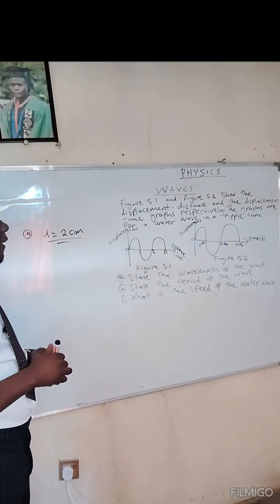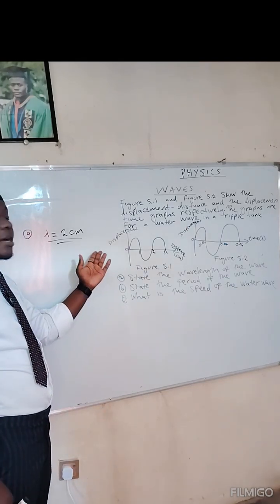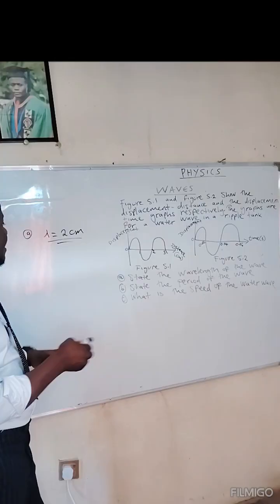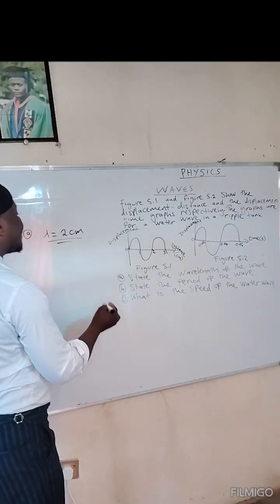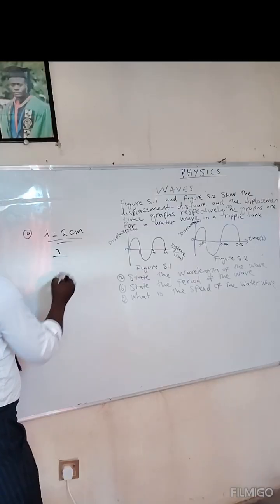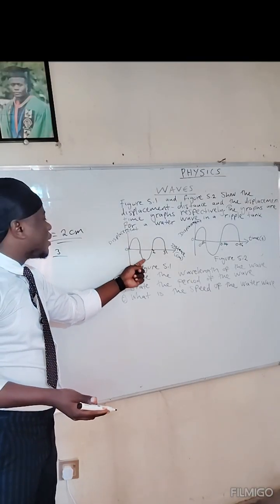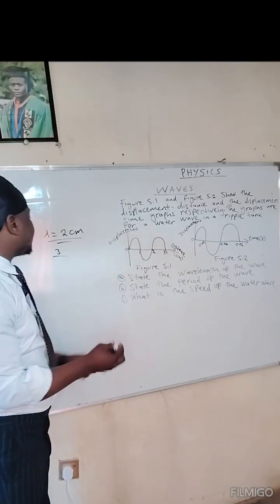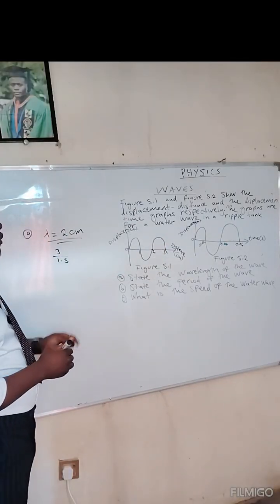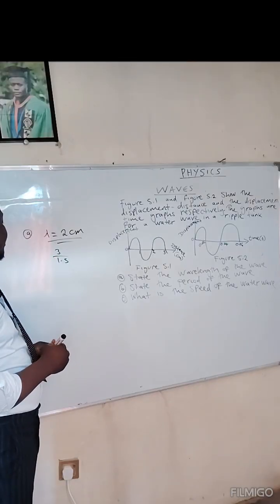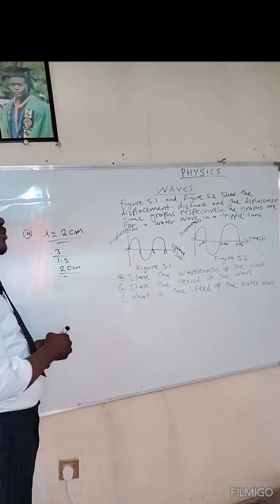If you are not okay with this method, you can also do it like this, where you get the total distance. So the total distance here is what? 3. Then over, count now the number of waves. So the number of waves, we have 1.5. Then 3 divided by 1.5, what do you have? 2 centimeters, which is still the same.